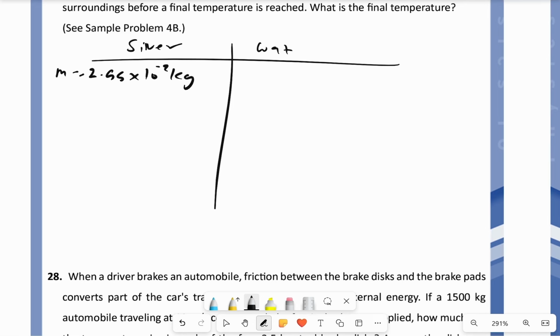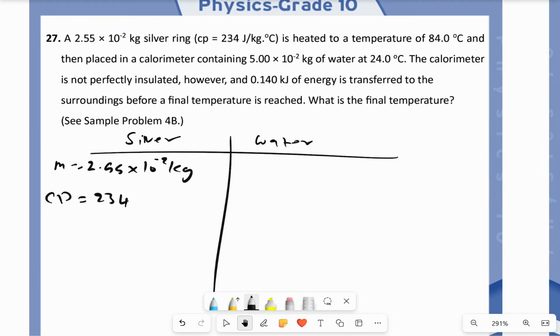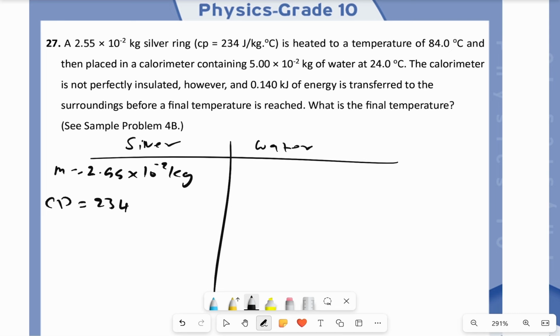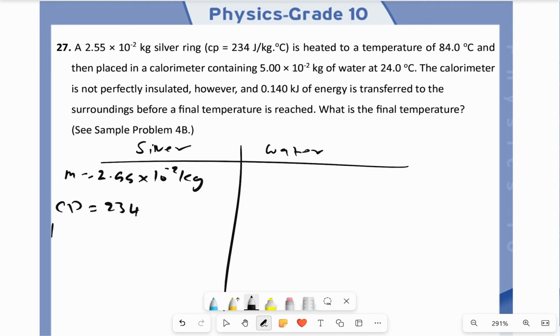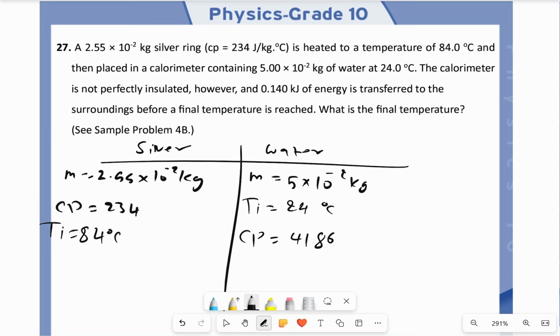And we have water too. Cp of silver is equal to 234. Then it's heated to a temperature of 84 Celsius. So T initial is equal to 84 Celsius. And then placed in a calorimeter containing 5 times 10 to the power of minus 2 kilogram of water. Temperature is equal to 24 Celsius. Cp of water again is equal to 4,186.